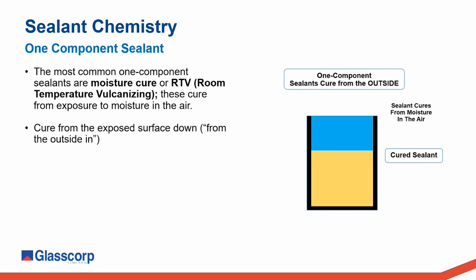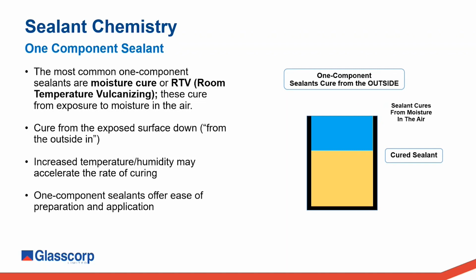When it comes to one component sealants, the speed at which the sealant will fully cure will also be highly dependent on the size and depth of the joint. So for this reason, overly deep sealant joints should be avoided for one component sealants. The cure rate for one component sealants can be accelerated by increased temperature or humidity. And one component moisture cure sealants offer some ease of preparation prior to installation. There's no need for any mixing or special equipment. You could use standard cartridge or sausage guns to apply them, making for easy application.